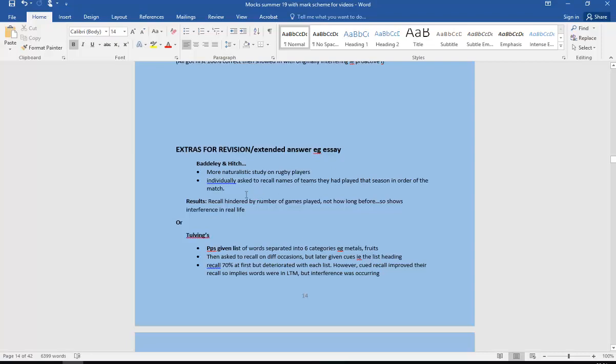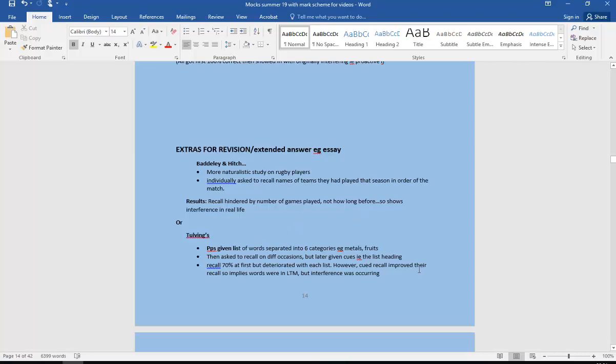Let's say, so further research, Baddeley and Hitch, it was a more naturalistic study on rugby players. They were individually asked to recall names of teams they played that season in order of the match, and obviously recall was hindered by the number of games played, not how long ago they played. So it shows interference in real life.